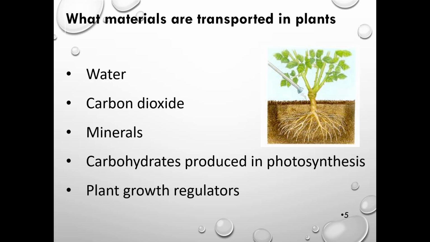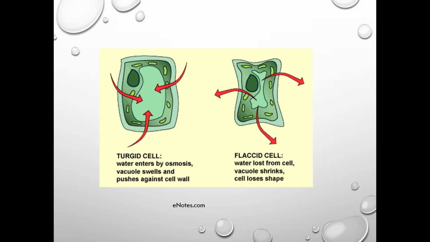So what materials are transported in plants? Of course, water, carbon dioxide, minerals, carbohydrates produced in photosynthesis, and plant growth regulators. On the left-hand side, we've got a turgid cell. That's a cell that is full of water, and the water has entered by osmosis. The vacuole swells and pushes against the cell wall. On the right, water has been lost from the cell, and the vacuole will shrink, the cells will lose shape, and especially in very herbaceous plants, you're going to see a complete wilt of the plant.